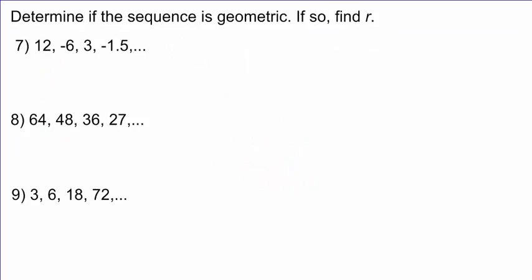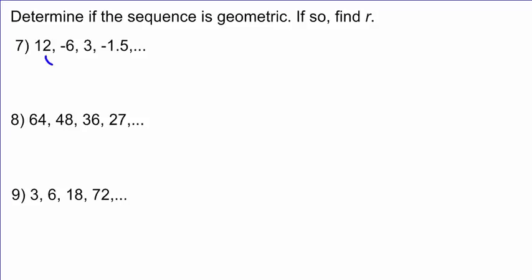So we've talked about arithmetic sequences up till now, but we're going to switch over to geometric. So remember, geometric means you're multiplying by the same thing each time. So the question here is, determine if the sequence is geometric. If so, find R. Now, I'm actually starting you off with a fairly complex one.